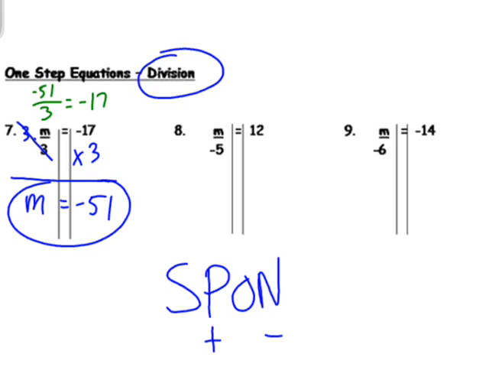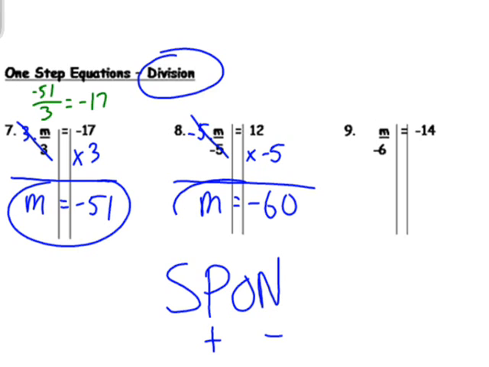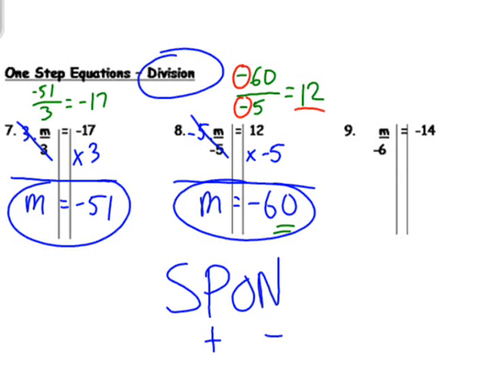Next we have m divided by negative 5. Well, I'm going to multiply by negative 5 then. I'm going to multiply the other side by negative 5. m would be negative 60. Double check. I'm going to substitute this in, replacing m with negative 60. And is negative 60 divided by a negative 5 positive 12? Well, it is. Signs are the same, so we end up with a positive result.